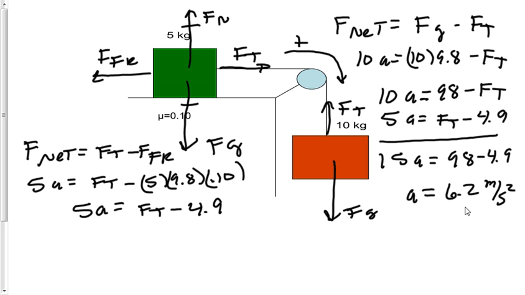One more time, we need to plug this back into one of the above equations. I'll choose the first equation again. We get 10 times 6.2 equals 98 minus force of tension. And this time, force tension is equal to 36 newtons.